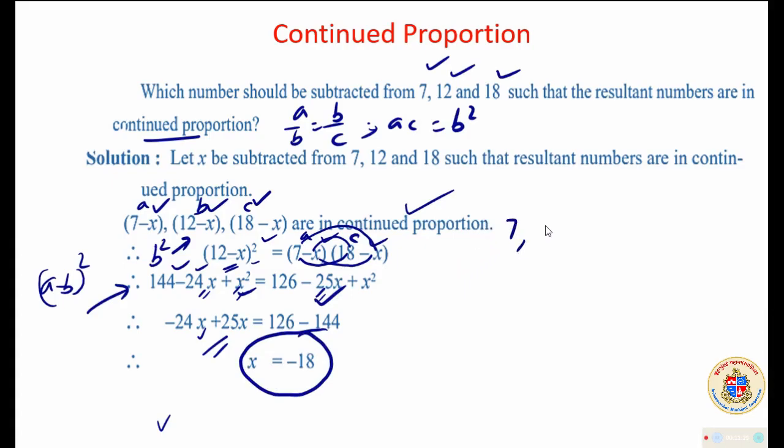It means 7, 12, 18, if you subtract minus 18, then what you get would be in continued proportion. We are not concerned with that, we have to make this concept clear to ourselves and to others. It is such a situation where 7 minus 18 you will subtract. You know that a negative number will be created and those are not important here, but this is the answer.